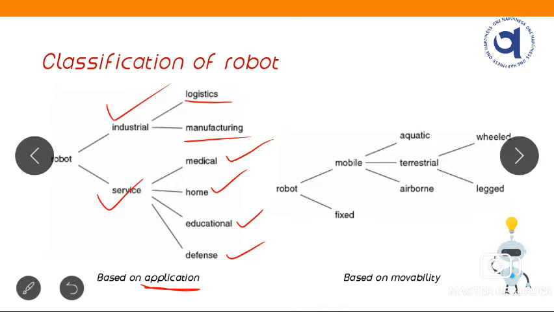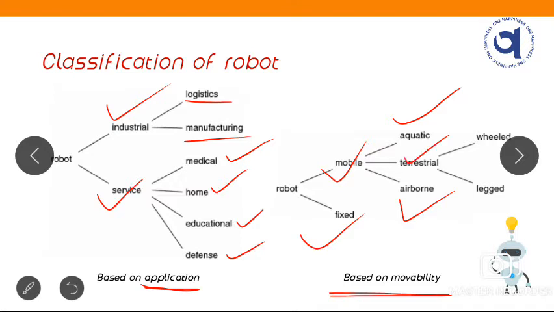And robots can be classified based on movability, how they move. It can be a fixed type, so it will stay in one place and perform whatever repetitive task is given to it. Or it can be a moving type like mobile, moving from one place to another. It can move in water, that is aquatic type, or it can move in air, like airborne. You might have seen drones, they are airborne, they move in air. Or terrestrial, for land, they move on land.